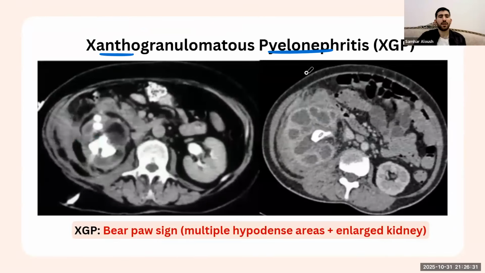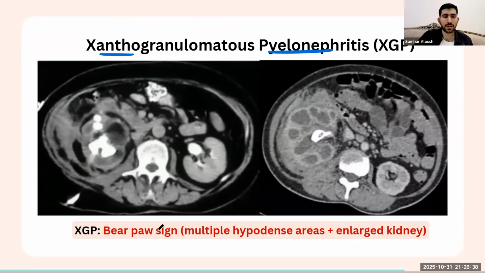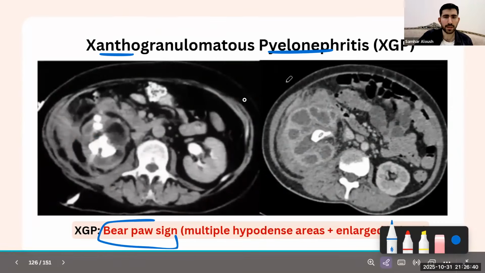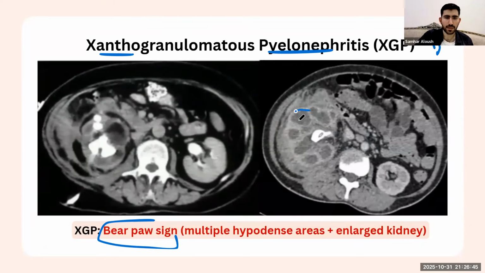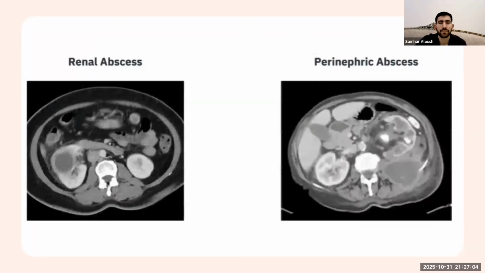Then we have xanthogranulomatous pyelonephritis. Here we have pyelonephritis, the striations, but the striations are not like lines, they're dots. It's called the bear paw sign. It's like how a bear's foot looks, as you can see here. So if pyelonephritis is just the striations, it's acute pyelonephritis. If it has black dots, this is emphysematous pyelonephritis. If it has the bear paw sign, where the striations are like circles, this is xanthogranulomatous pyelonephritis.